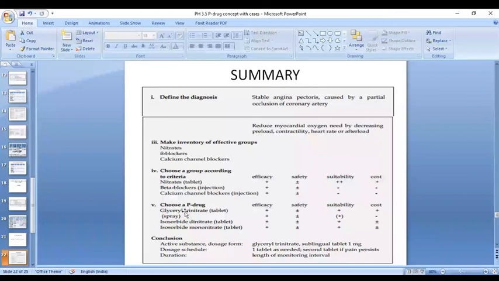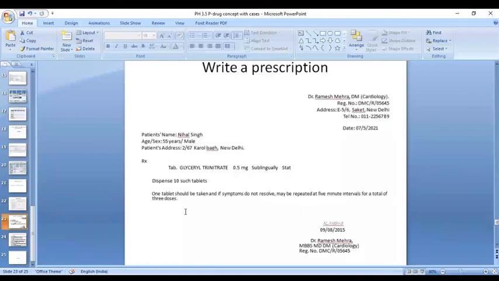I hope you have understood why we have chosen this for this patient, why we have prescribed tablet glyceryl trinitrate 0.5 milligram sublingually. We asked to dispense 10 tablets. I think that should be sufficient for this patient. Then we mention certain important things in our prescription: one tablet should be taken, and if the symptom does not resolve, it can be repeated after an interval of 5 minutes, for a total of 3 doses maximum, because after that it may not be just angina, it could be a myocardial infarction.